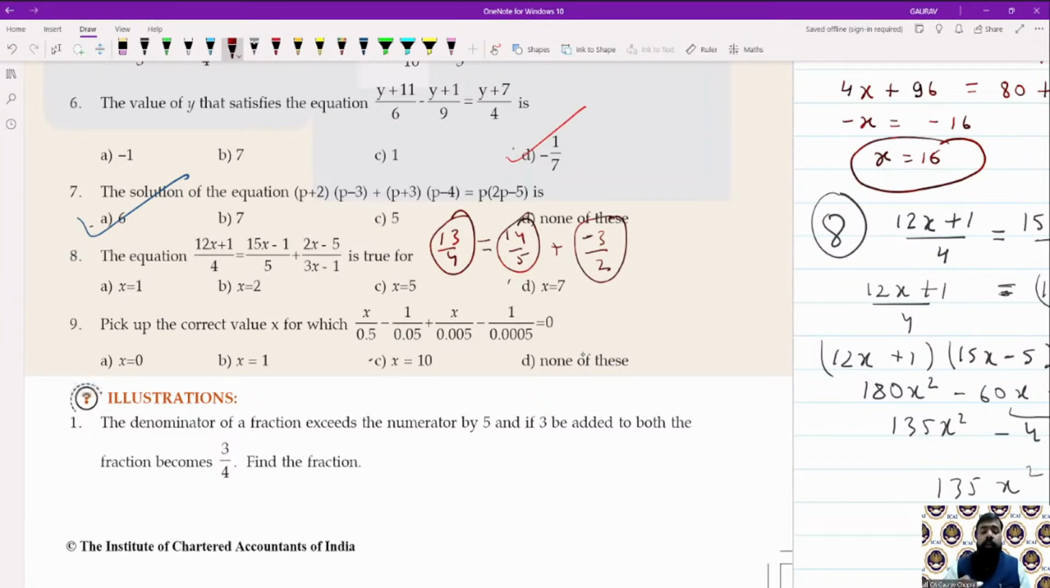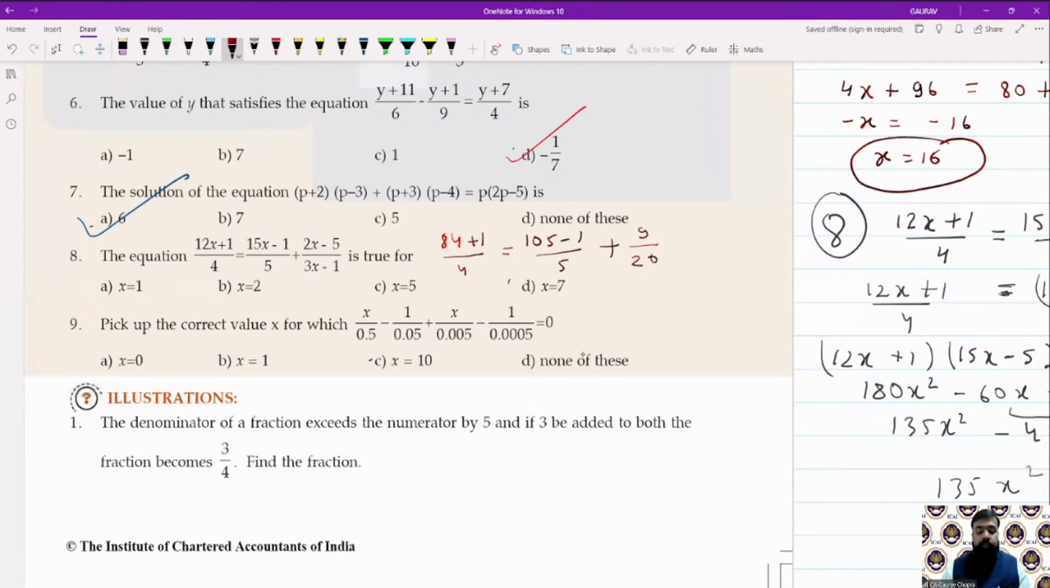So we have to put one by one all the options and see which option is correct. But in this way, the calculation is very easy. If you try option D, that is 7, we get 12 into 7, how much? 84. 84 plus 1 upon 4. It is equal to 15 into 7. 15 into 7 is how much? 105 minus 1 upon 5 plus 2 into 7, 14. 14 minus 5 is 9, upon 3 into 7 is 21 minus 1 is 20.